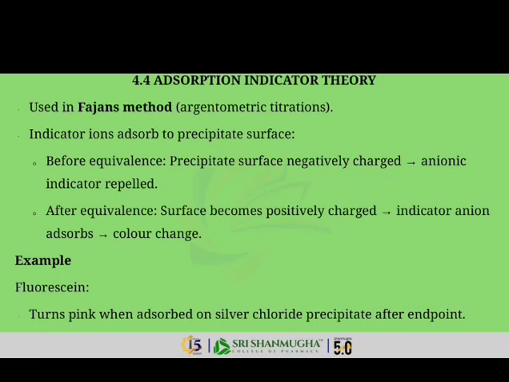Next, adsorption indicator theory, used in Fajans' method, argentometric titration. The indicator ions are adsorbed on the precipitate surface. Before equivalence, the precipitate surface is negatively charged, so anionic indicators are repelled. After equivalence, the surface becomes positively charged, the indicator ion is adsorbed, and the color changes. Example, fluorescein turns pink when adsorbed on silver chloride precipitate after the endpoint.